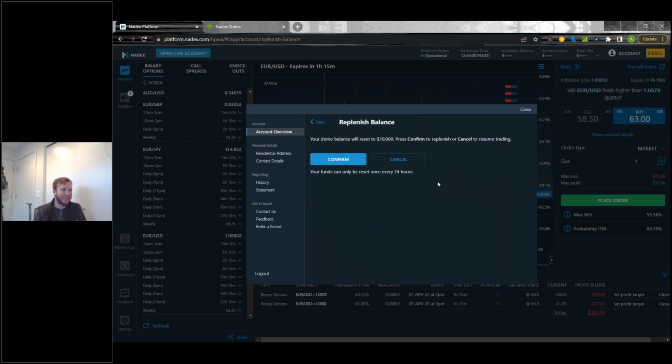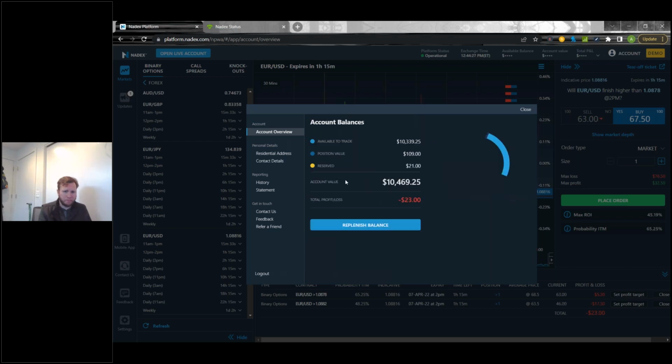Hopefully you're not blowing through $10,000 every 24 hours in the demo account. If so, probably adjust your trading strategy just a little bit. But yeah, you can only choose it once every 24 hours and once you have under $10,000 in the account, but then you can fill your demo account back up and keep practicing.